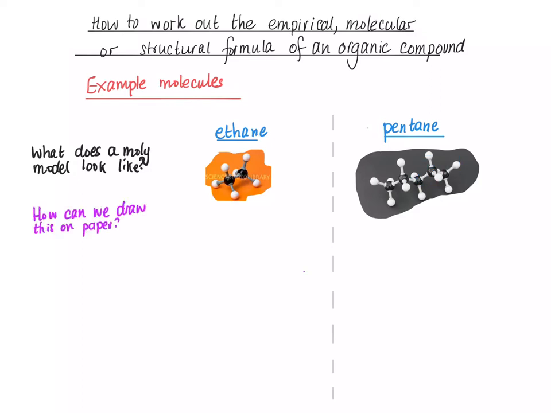So we can draw it on paper so that your ethane looks like this. It's got 2 carbons and 6 hydrogens like this. And pentane has got 5 carbons in a row, 1, 2, 3, 4, 5. And it's got 12 hydrogens, remembering that each carbon has to have exactly 4 bonds.